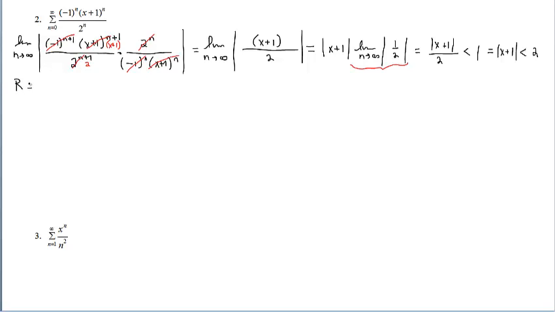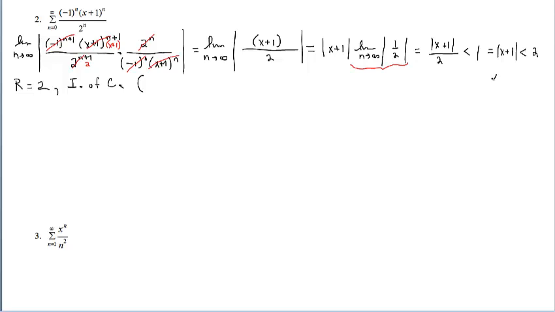I need to stay within 2 units of my center. All right, so at this point then, before I do any testing of endpoints, I have an interval of x's that would make this power series, when converted to a series of constants, converge. So again, my radius of convergence is 2. I need to stay within 2 units of my center. Remember, your center is x equals negative 1.